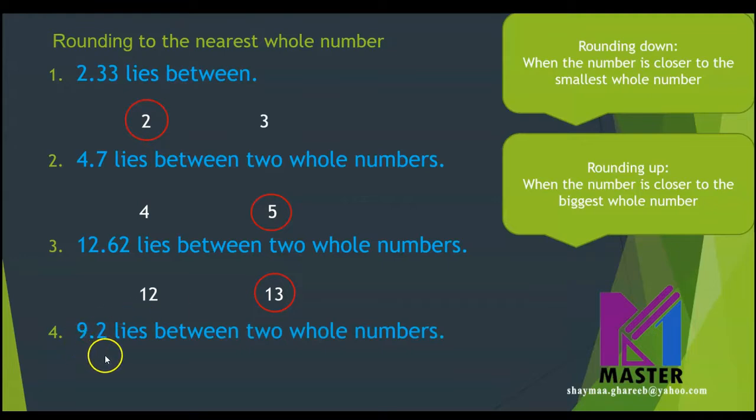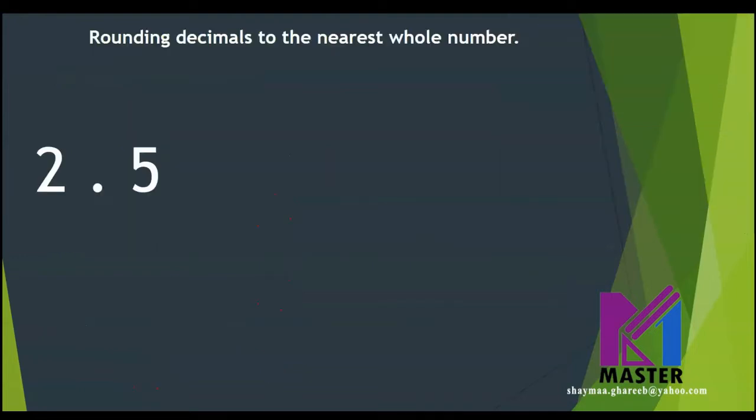Last one, 9.2 lies between two whole numbers. The number before it is 9 and the number after it is 10. So now 9.2 is just 9 and 2 tenths. Is it closer to the 9 or to the 10? Of course, it's closer to the 9. So when I round it, it will be rounded down to 9. Is this clear? Now, let's see another way of rounding.